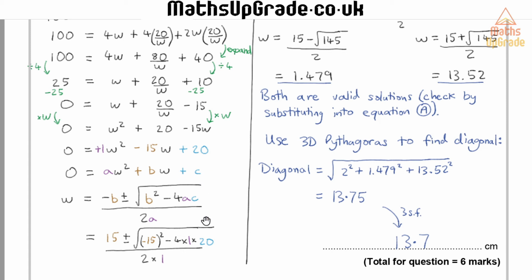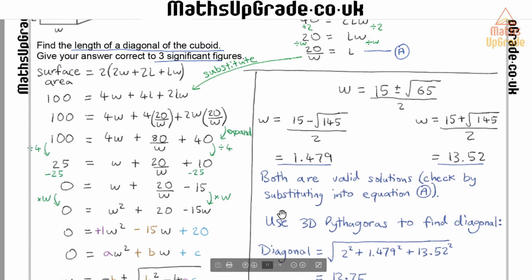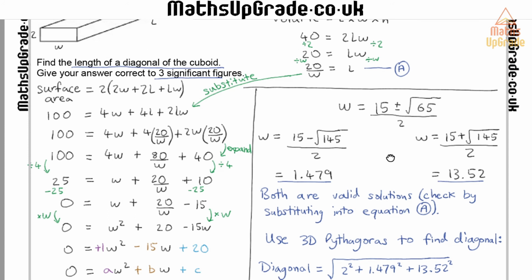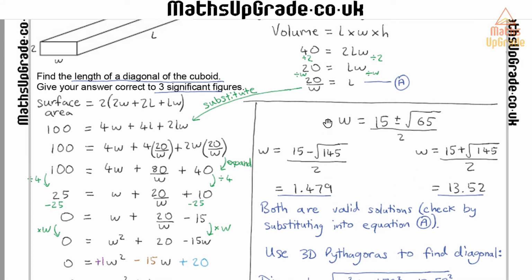I'm going to substitute them into the formula. That gives me 2 values for W, 1.479 and 13.52. I'm just going to check if these are both valid solutions. If I get a negative length or anything similar, then I know that they're not valid. I'm just going to put them into this expression here for the length. That would give me, actually, for this value, the length of 13.52, and for this value the length of 1.479. So these are definitely correct.